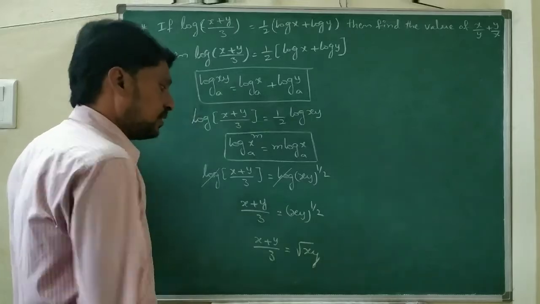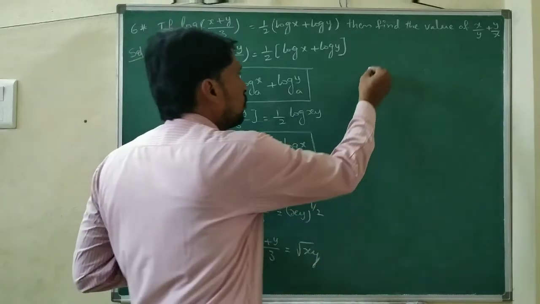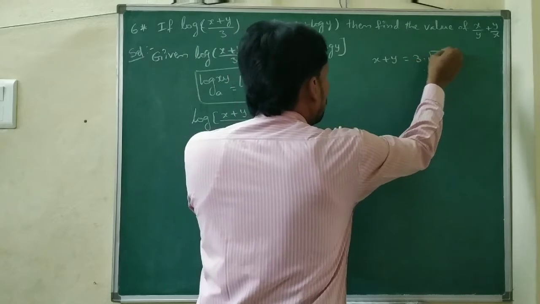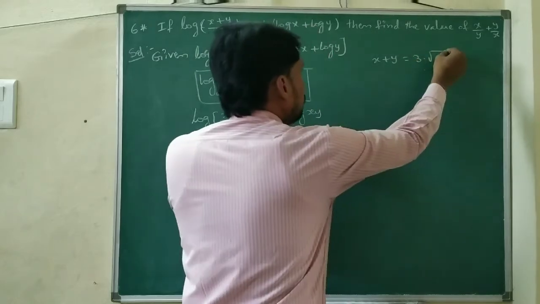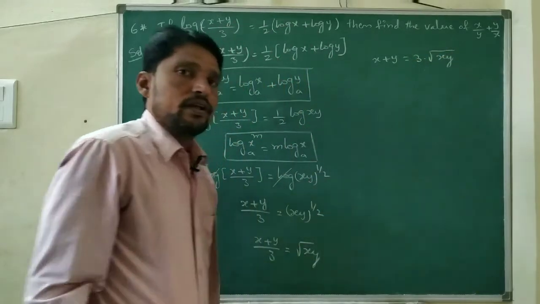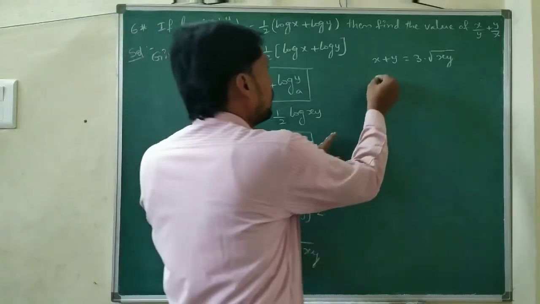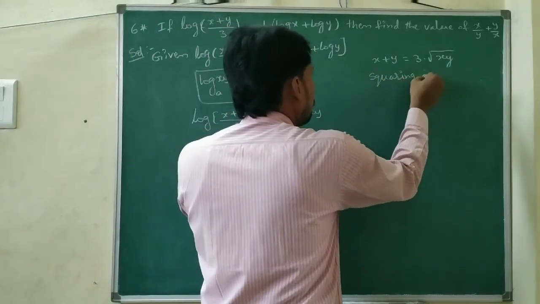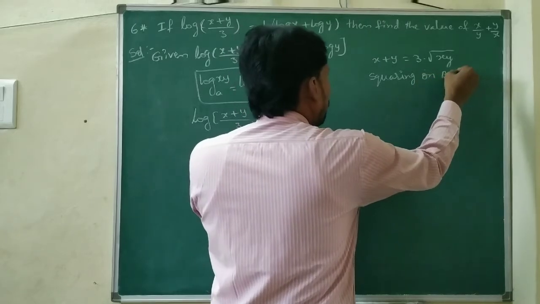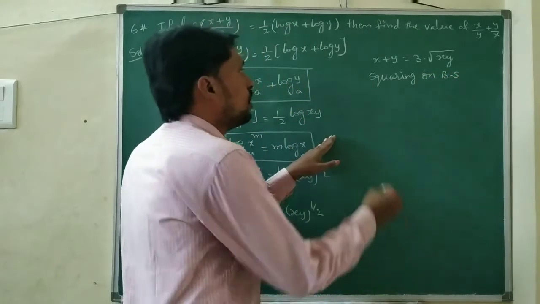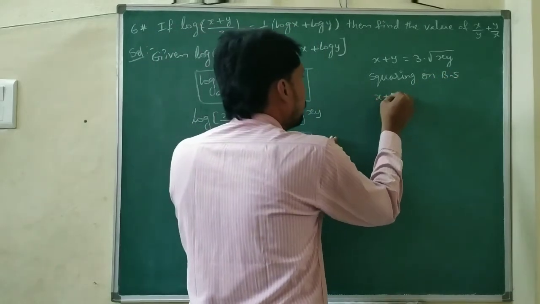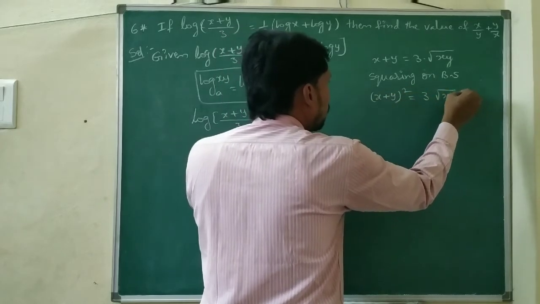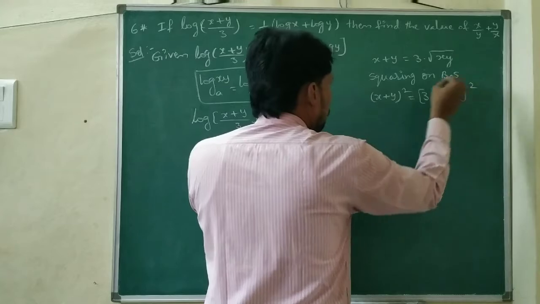This 3 we have to transpose, so x plus y equals 3 into root xy. Now we need to take the square on both sides. So now we get (x plus y) whole square equals (3 into root of xy) whole square.